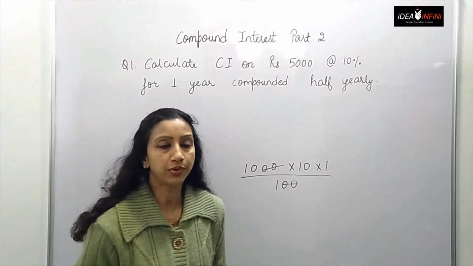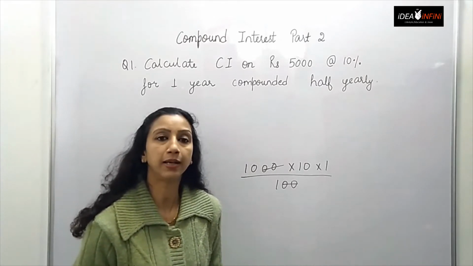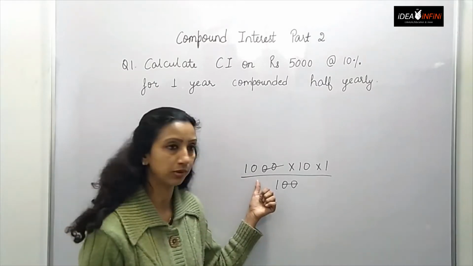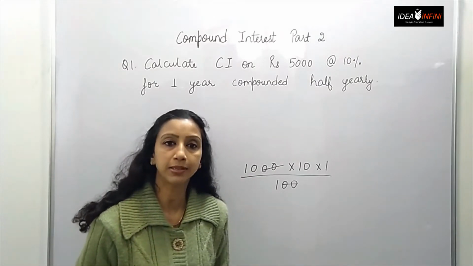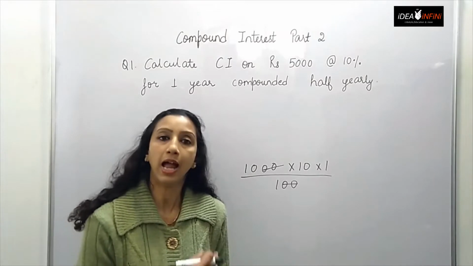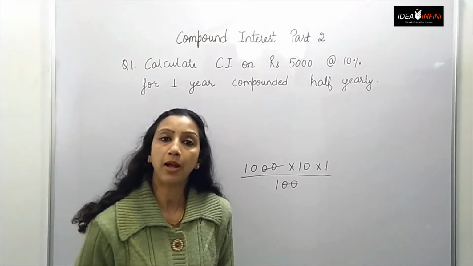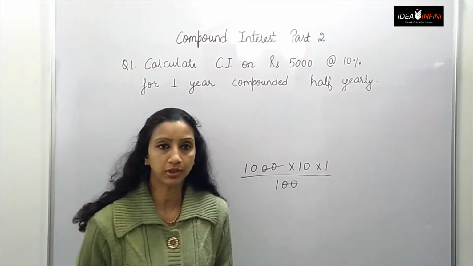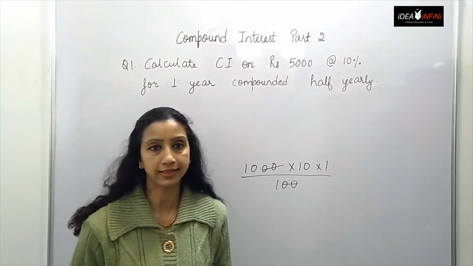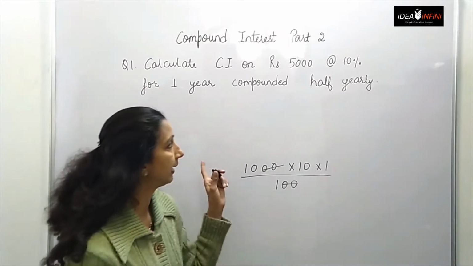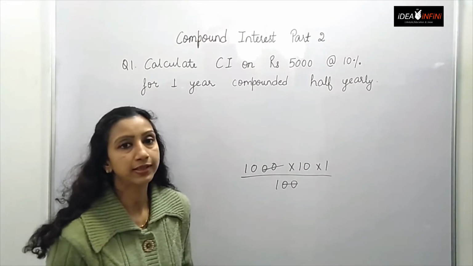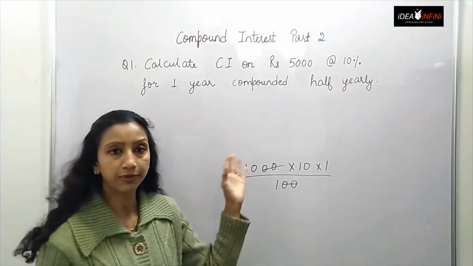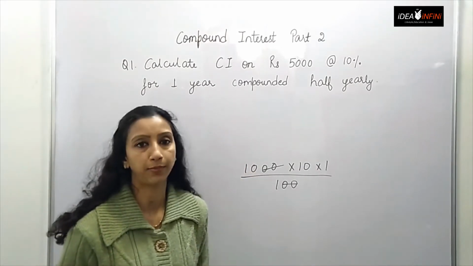But in compound interest, the amount changes. That means the principal, once it was 1000 rupees, the next year the principal will become 1100 rupees and so on. So compound interest is always beneficial to a person who has deposited his money in a bank. Let's see this example and try to understand what is the difference between half-yearly compounding and annual compounding.